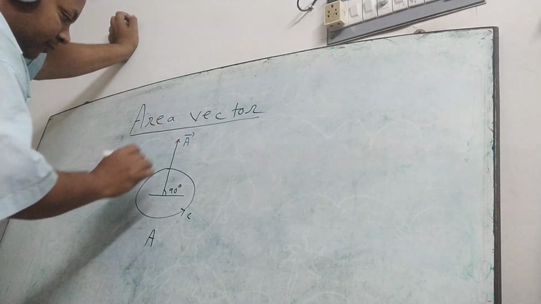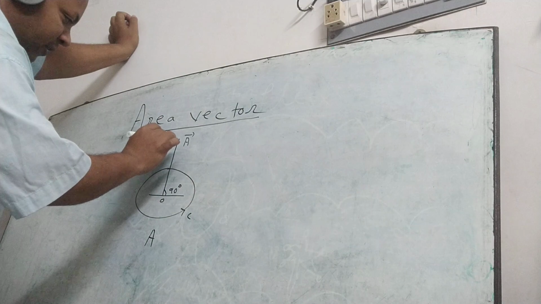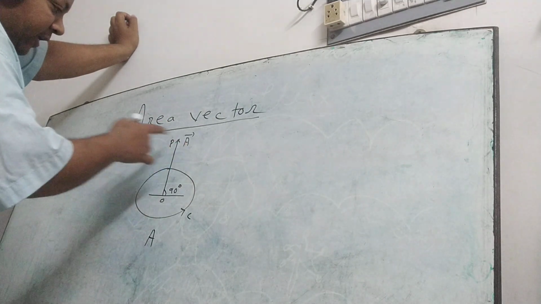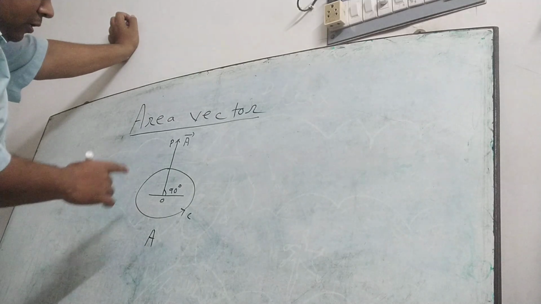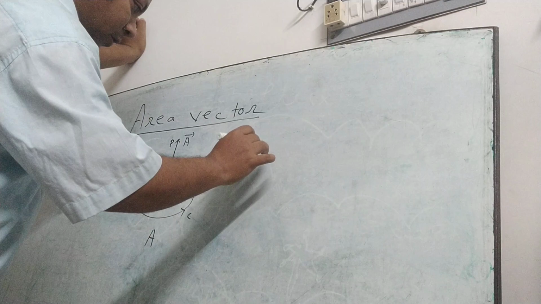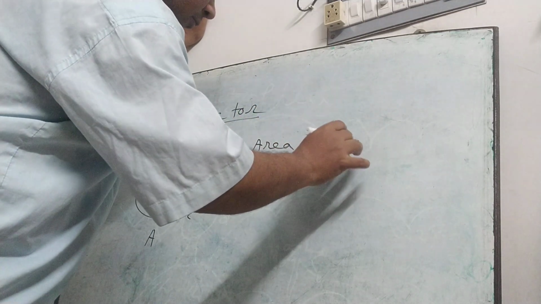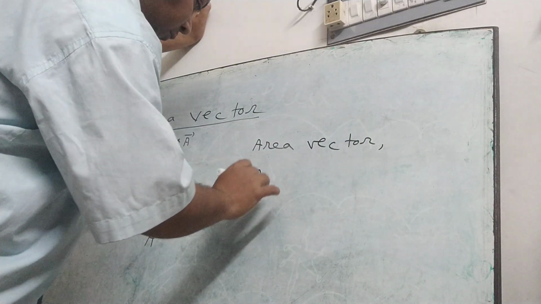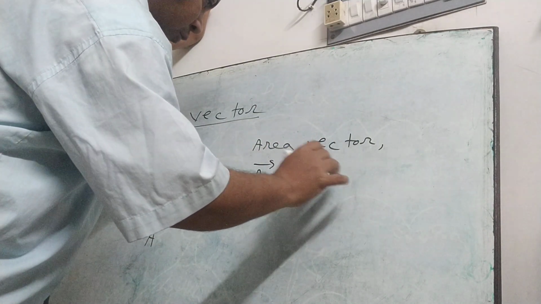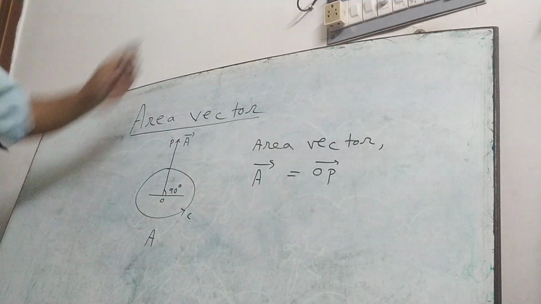If OP is the area vector which is denoted by capital A, then area vector capital A is equal to OP. Okay.